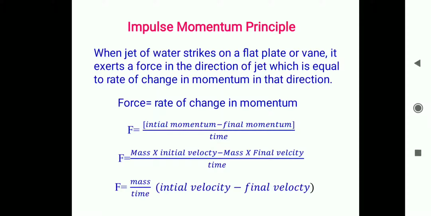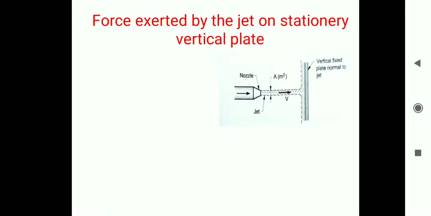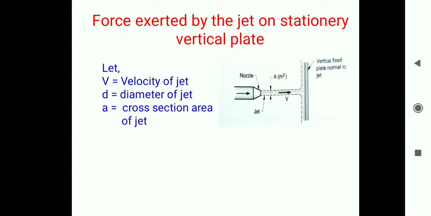Now we will see the force exerted by the jet on a stationary vertical plate. We can see here a vertical fixed plate normal to the jet, and a jet is striking on the plate coming from the nozzle. Let V is the velocity of the jet, D is diameter of the jet, and A is the cross-sectional area of the jet.